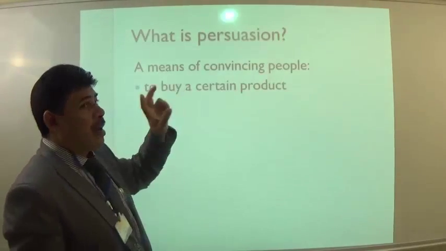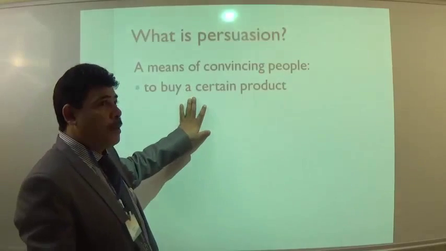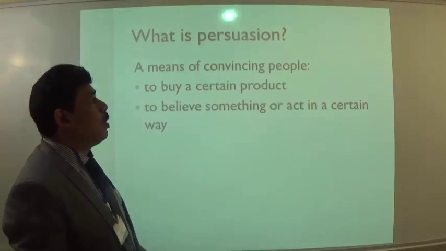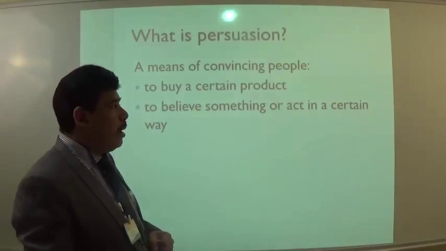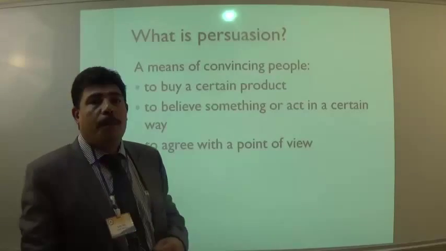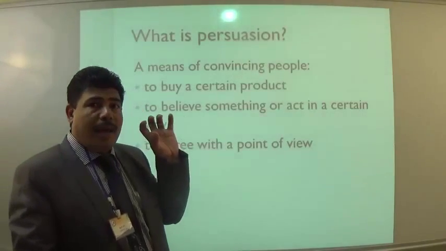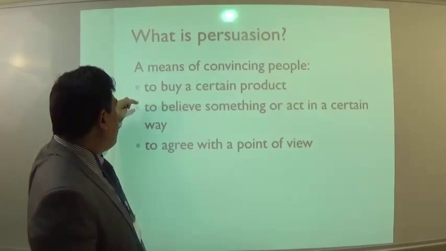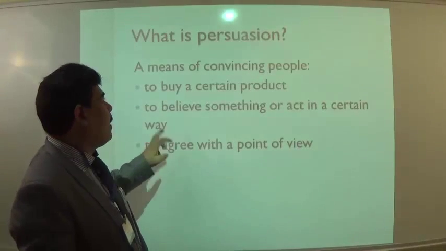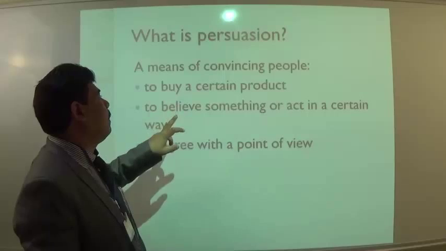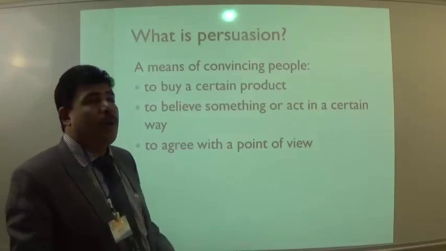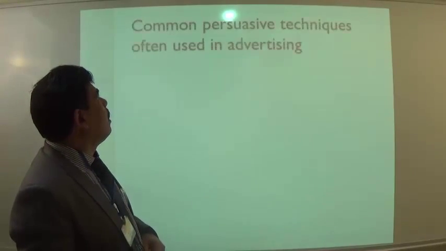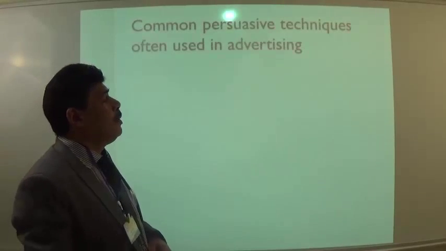First, you can try to persuade people to buy a certain product, like advertisements. You can try to persuade people or to convince them to believe something or act in a certain way, or to agree with your point of view. So the idea of persuasion is very clear in these three points here: either to buy a certain product, to believe something or act in a certain way, or just to agree with your point of view.